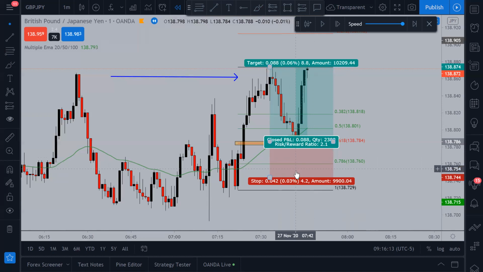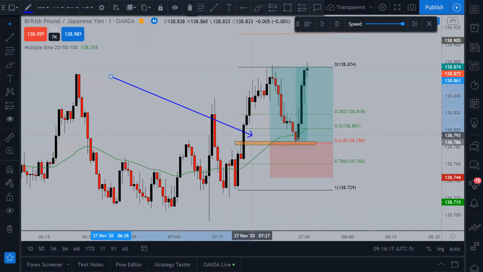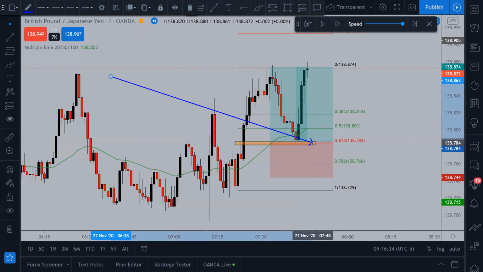I need to mention this too. If price does go past your pending and it goes past the EMA and it goes past the 786, you want to hope at this point that it gets back to your entry. And if price does make it back to your entry, you get out at break even. That's part of the rules of the strategy.